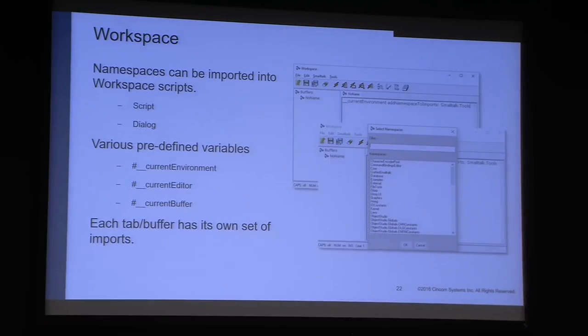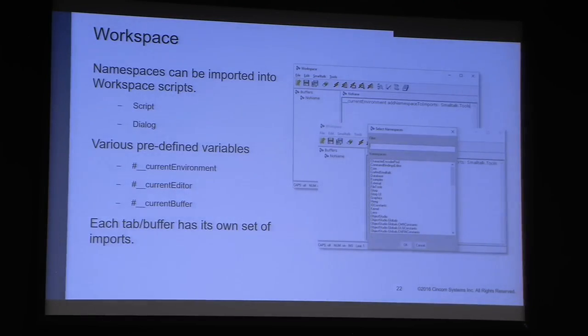But with all of the number of namespaces, sometimes it's just convenient to import the namespace into the current environment and have access to it. So there are 3 different variables in this new editor that are set by default. One is the current environment, one is the current editor, one is the current buffer. The buffer has a reference to the editor in the environment, but just for easy access.